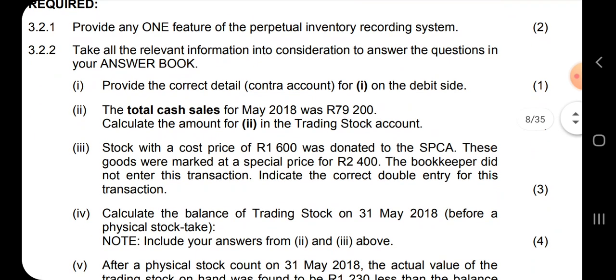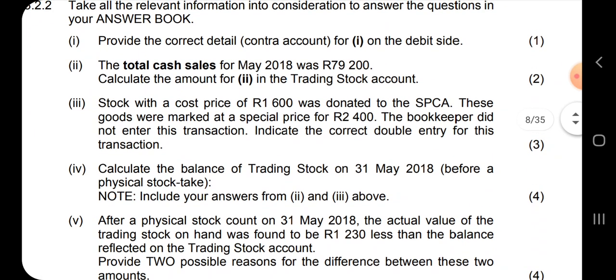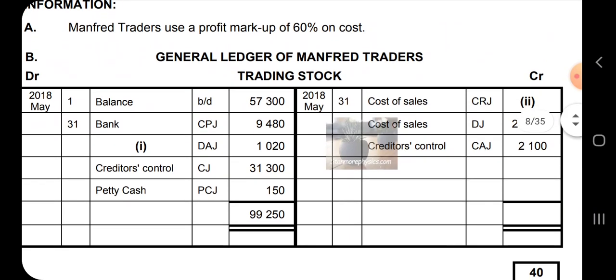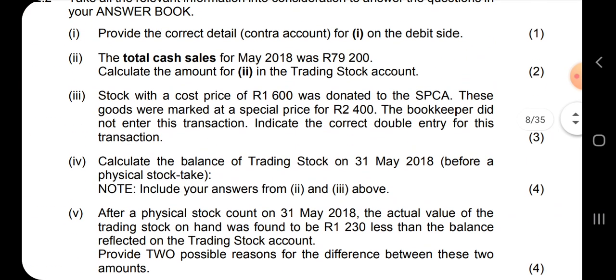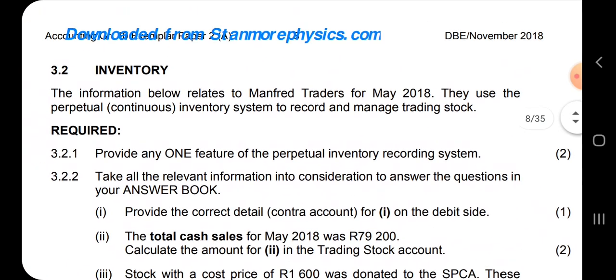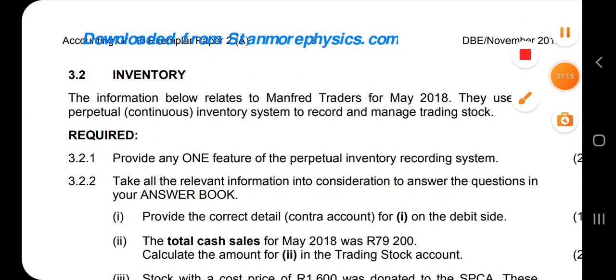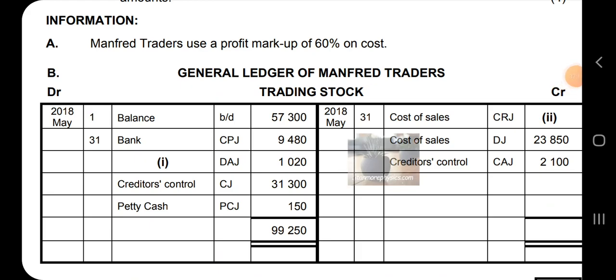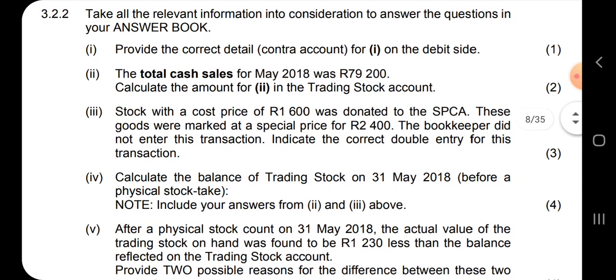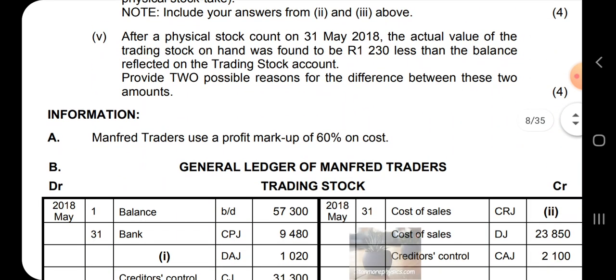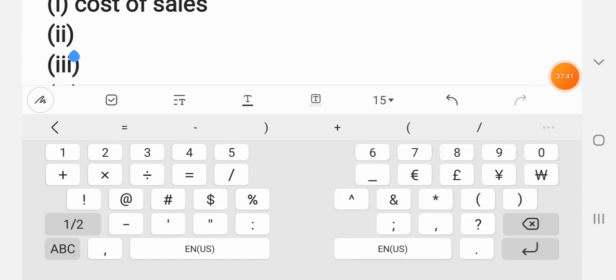Trying to look up the markup percentage. So Manfred Traders use a profit markup of 60% on cost. So we're going to take the total sales, which is 79,200, and multiply that by 100 over 160 to take out the profit, just to be left with the cost, and that will be 49,500.